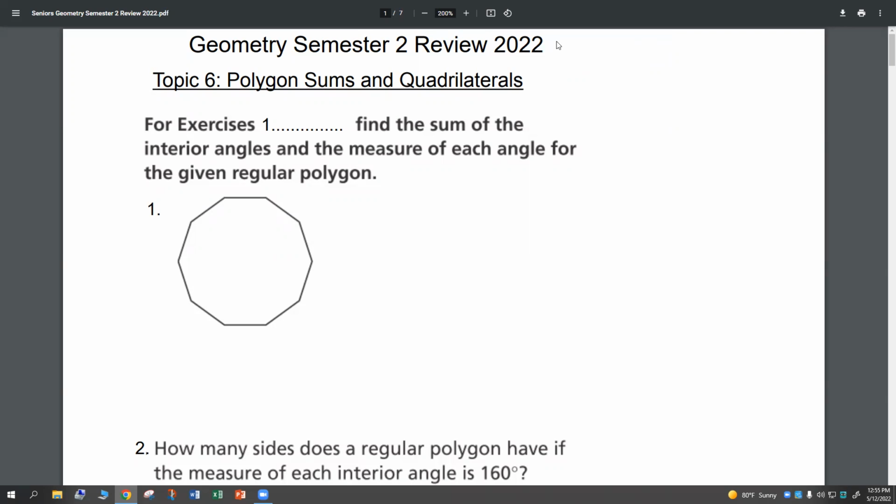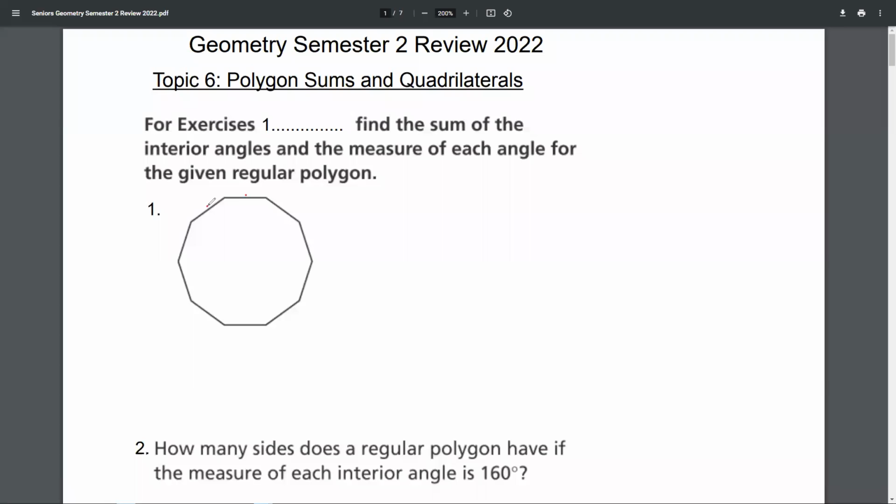Let's start with the first one here. It says, find the sum of the interior angles and the measure of each angle for the given regular polygon. It has 1, 2, 3, 4, 5, 6, 7, 8, 9, 10 sides, so we have 10 sides. It's regular, which means all the sides are the same length and all the angles are the same measure.